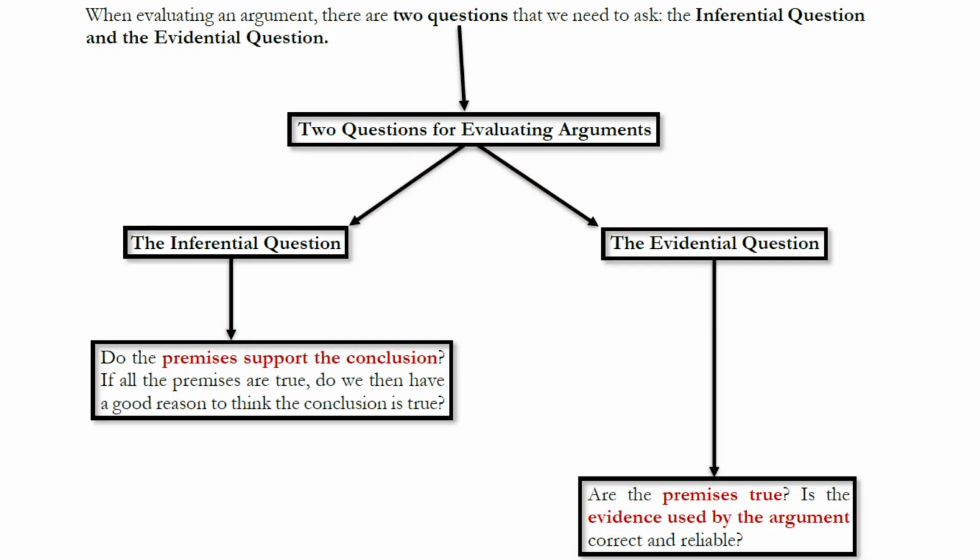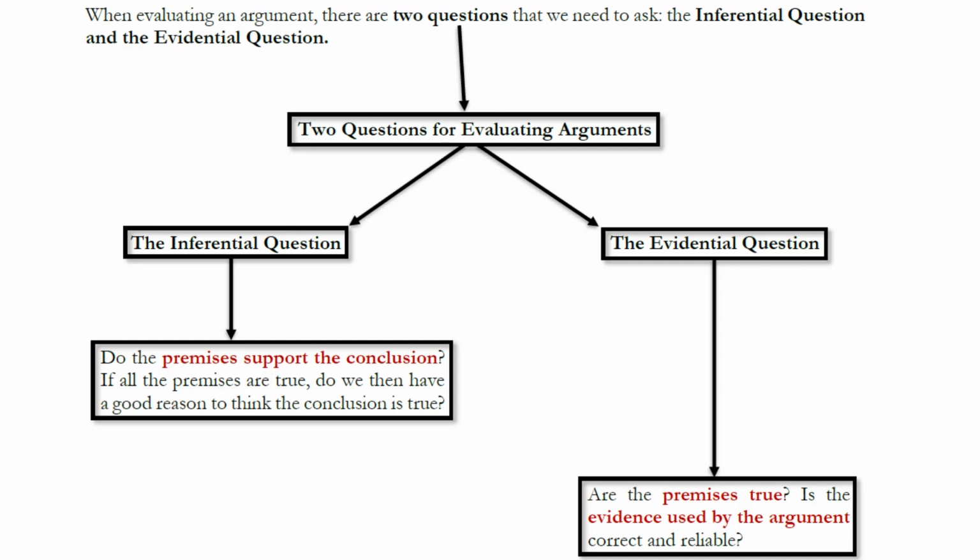When evaluating an argument, there are two questions that we need to ask. The first I will call the inferential question, and the second I will call the evidential question. As its name suggests, the inferential question has to do with the inference made by the argument, or the underlying logical structure of the argument. When we ask the inferential question, we are asking, do the premises support the conclusion? Or if all the premises are true, then do we have a good reason to think the conclusion is true?